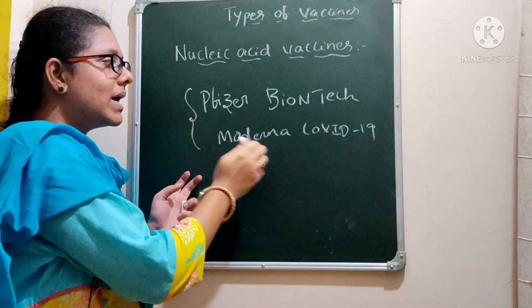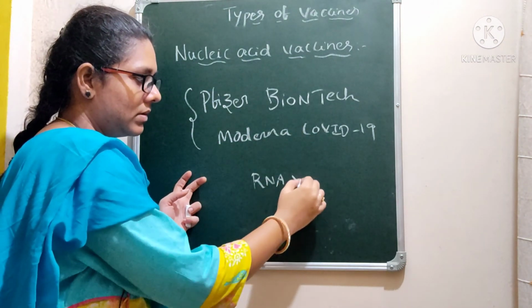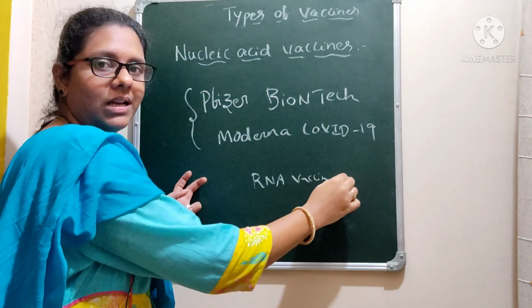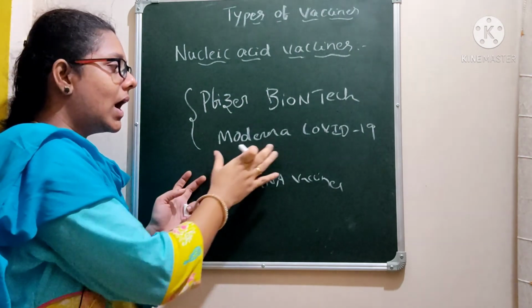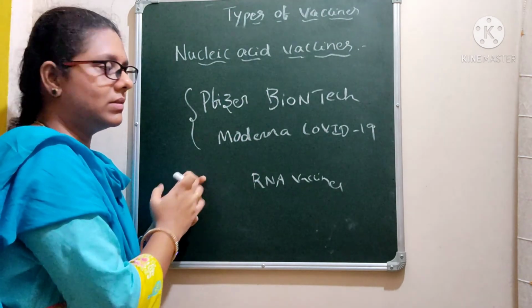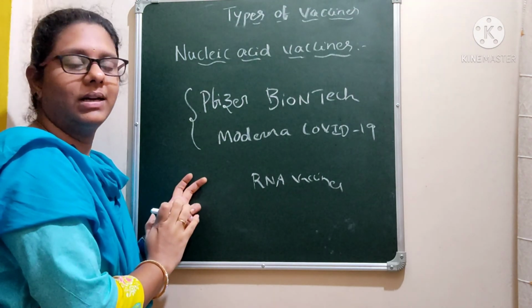These two are the best examples for the RNA vaccines, and these are still under clinical trials. Those are Pfizer BioNTech and Moderna COVID-19 vaccines. Both these vaccines are the RNA vaccines which are still under clinical trials.